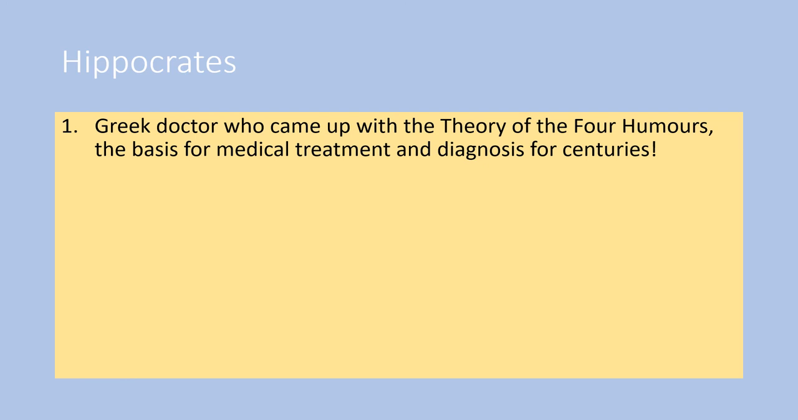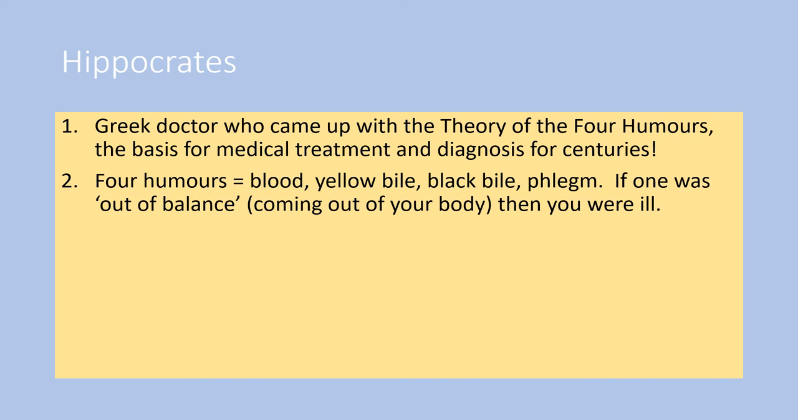Hippocrates was a Greek doctor who comes up with the theory of the four humours, which was the basis for medical treatment and diagnosis for centuries. Now, just so we're aware, the theory of the four humours that he comes up with, despite the fact it is used pretty much until the mid-Victorian times, is incorrect. It's based on the idea that your body is made up of four separate fluids or humours: blood, yellow bile, black bile and phlegm. And if your humours were out of balance, i.e. that you had more of one humour than another, then you would become ill.